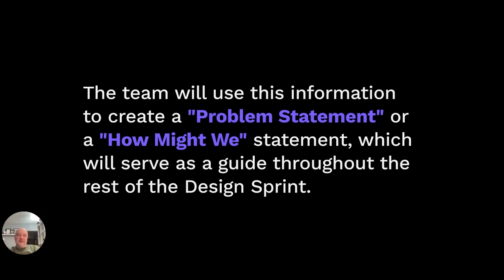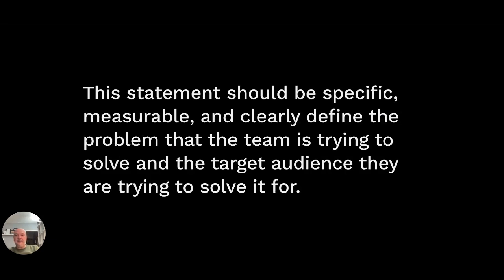The team will use all that information to create the problem statement, or how might we statement. In most of the templates that you can use during this phase, you will probably read the short form HMW. This will serve as a guide through the rest of the design sprint. This statement should be specific, measurable, and clearly define the problem that the team is trying to solve. And at the end, you also need to define the target audience that you're trying to solve the problem for.